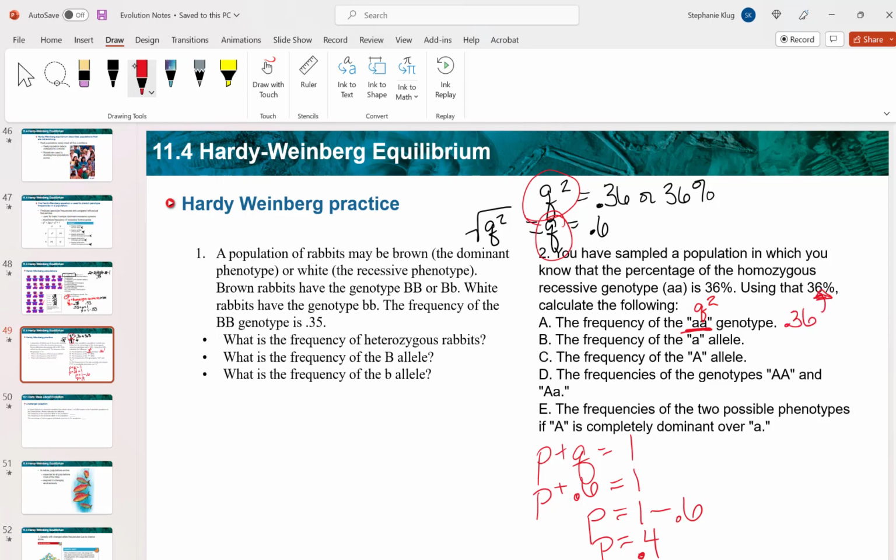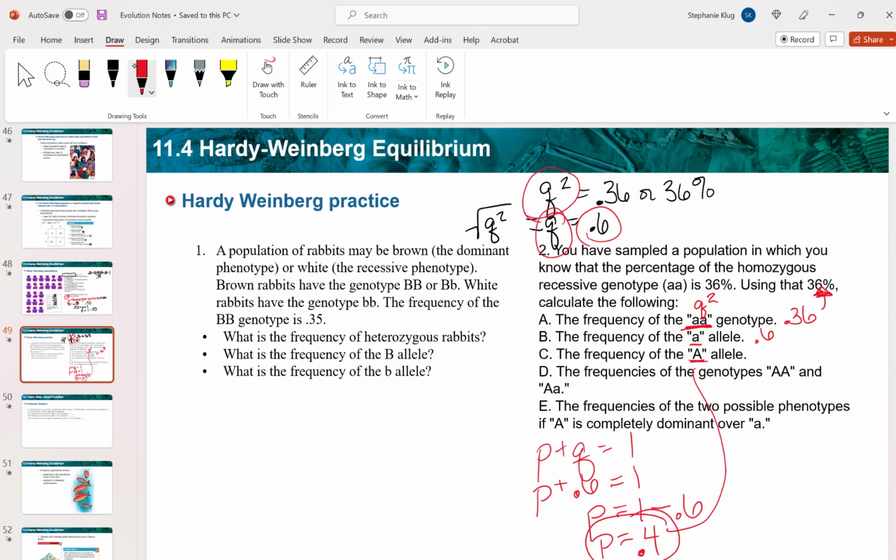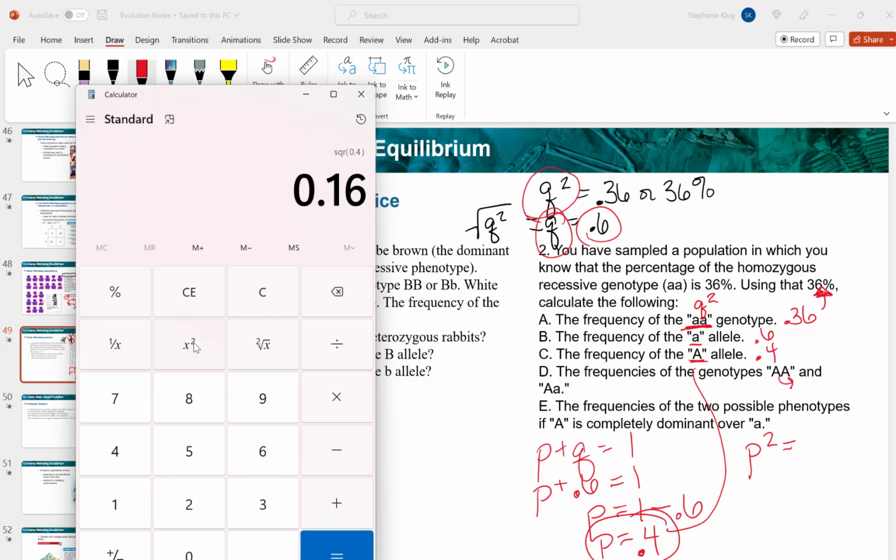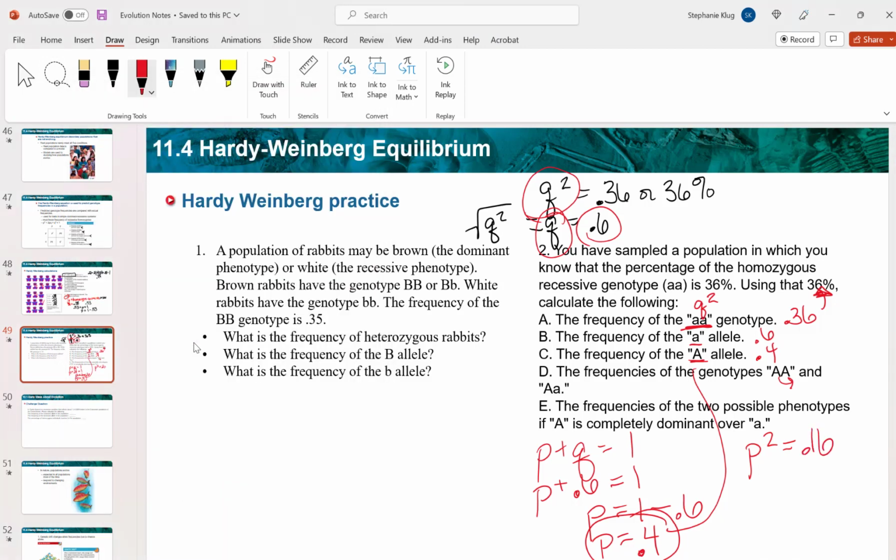The frequency of the little a allele, we got from right here. The frequency of the big A allele, we got from right here, so 0.4. The frequency of big A A is, if we have P, then we just need to square 0.4. So let's get out our calculator again. 0.16. So this is your big A A, 0.16.